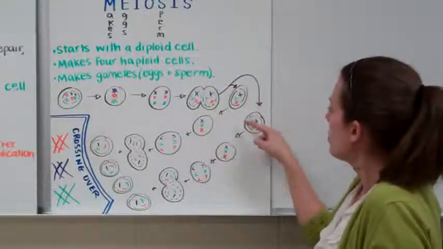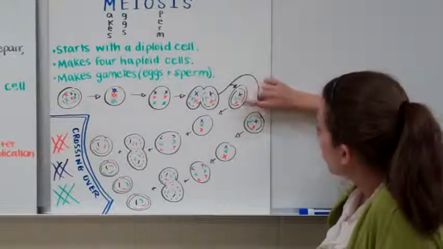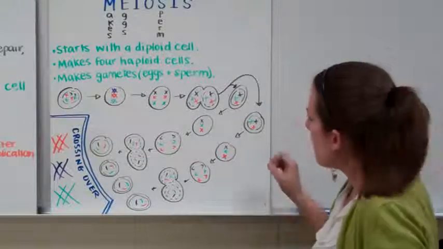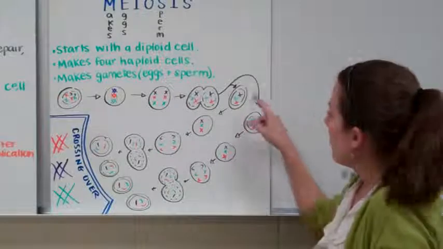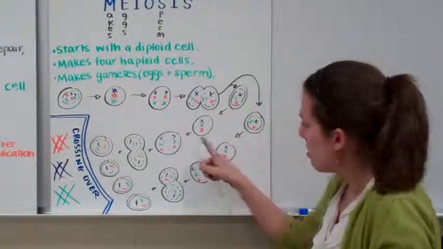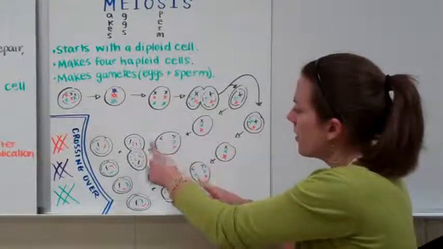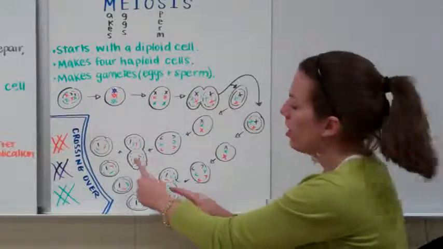We end up with 2 cells. As you can see, these cells only have 1 purple, 1 green, and 1 orange. So these are now haploid cells. Now, we're going to go through a whole other round of cell division. These cells take their chromosomes, line them up in the middle, metaphase. Okay, then the chromosomes move apart, anaphase, and then they begin to pinch apart, telophase. Finally, they completely separate, cytokinesis.